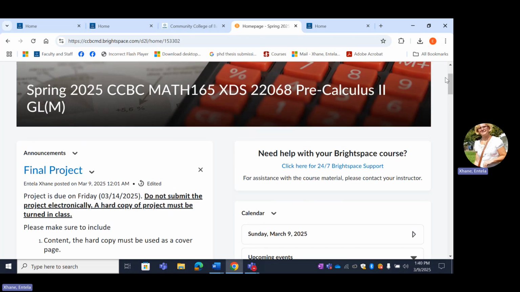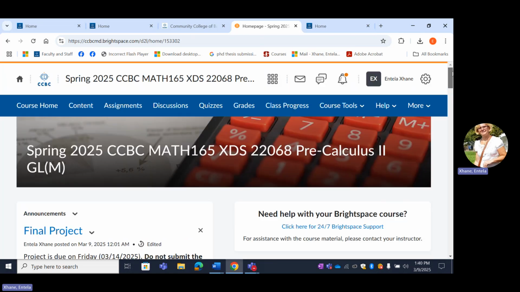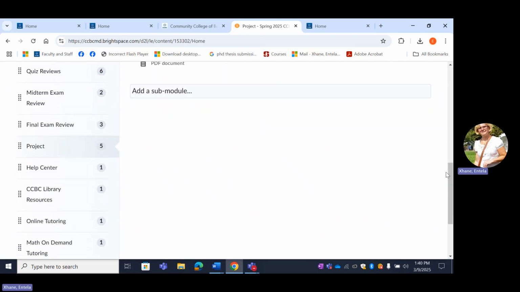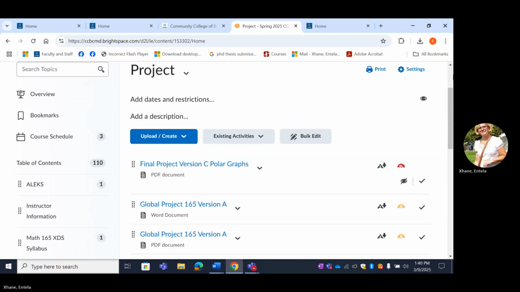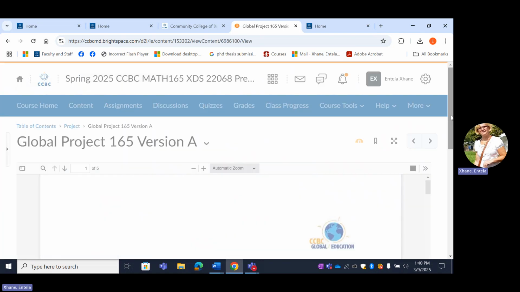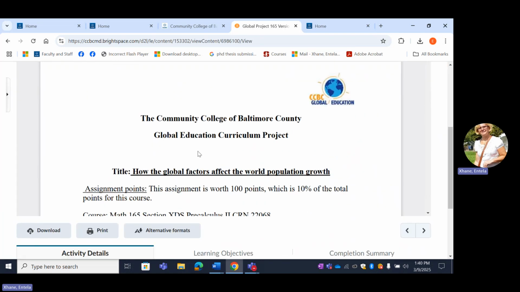If you cannot find the project copy that I gave you, you go to content, to the module project right there. Depending on the version, let's say you selected version A, you click on the arrow sign, download it, and print it out. That's what I meant by the cover page. This one has all the title and the required information. Everything else that you do to solve the project, you staple together on the back. That is part of the rules.